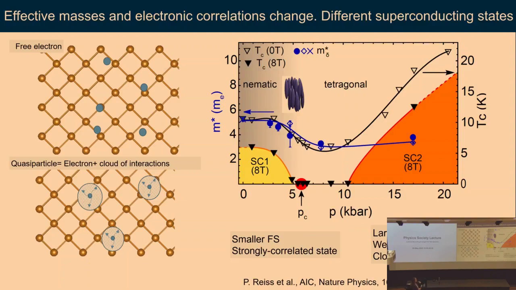So either these electrons do not participate in superconductivity, or the type of correlations that give the light effective mass are not involved at all in the superconducting pairing. And this also tells us that we are dealing very clearly with 2 different types of superconducting phases tuned by applied pressure.